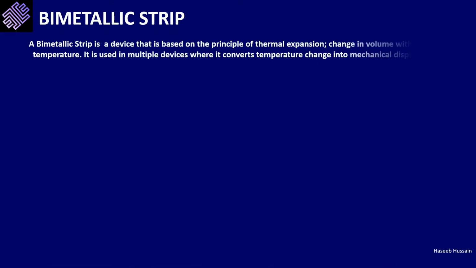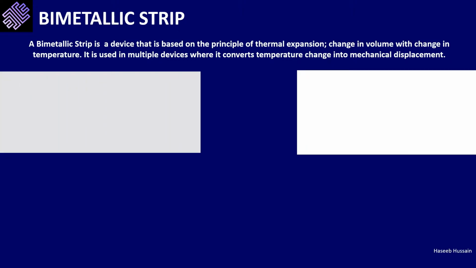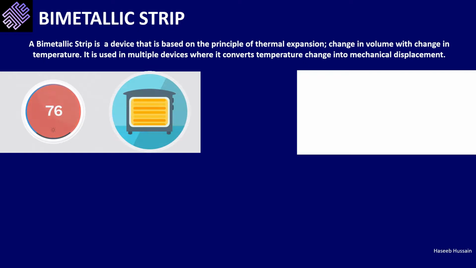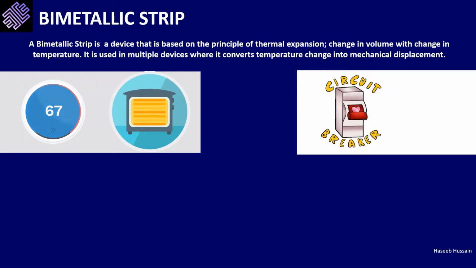Bimetallic strip is one such device which relies on the varying thermal expansion of different metals. This means that it is based upon how different metals behave differently, in other words, expand differently when exposed to the same temperature change. The reason bimetallic strip is important is because it is used in a wide variety of instruments such as thermostats, electric heaters, circuit breakers, iron, and fire alarms, among others.